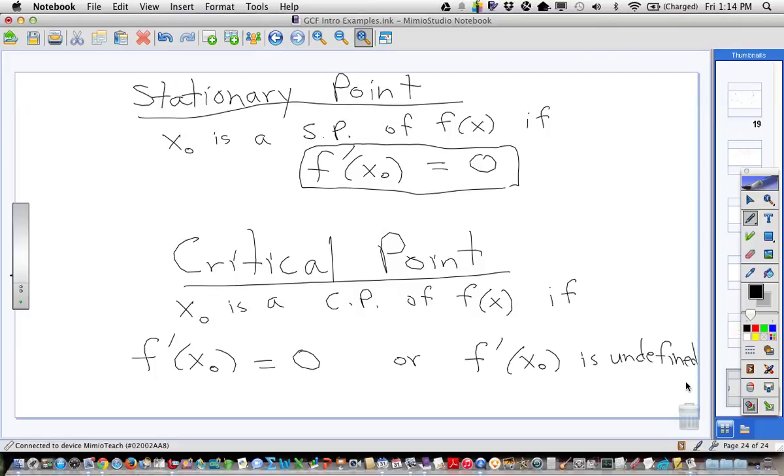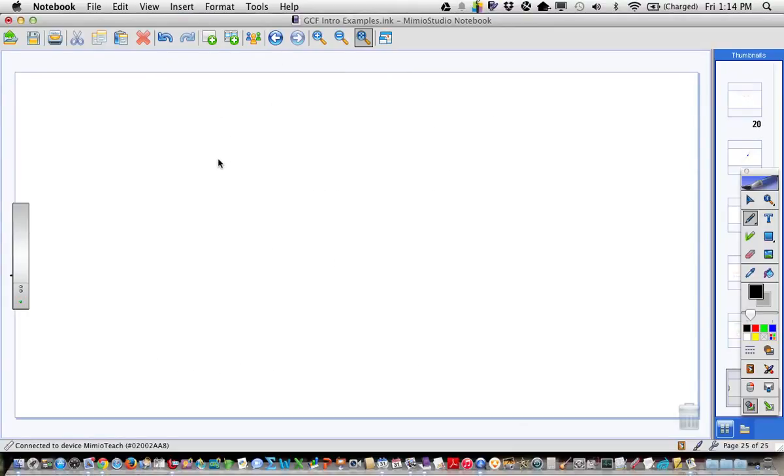Now, we will talk about stationary points most of the time, early on especially, because we're not going to worry too much about functions where f prime is undefined. Most of the functions we do are going to be nice and smooth, nothing weird going on, so the derivative won't ever be undefined. But sometimes it is. Yesterday we talked about two situations where f prime was undefined. What were they?